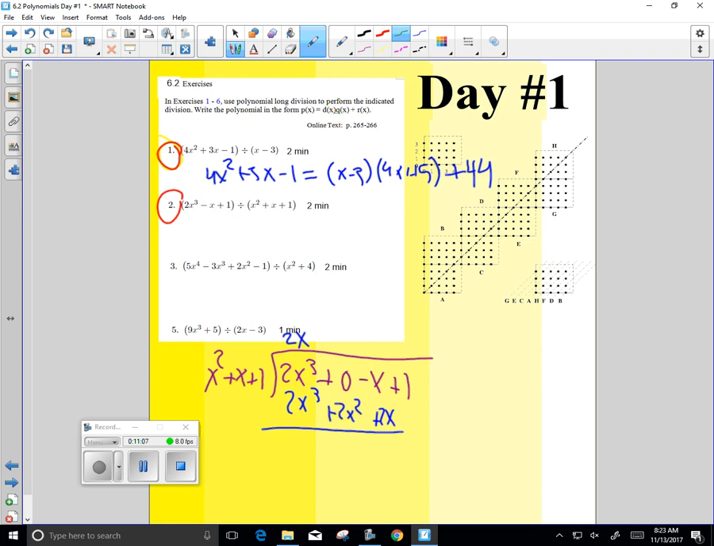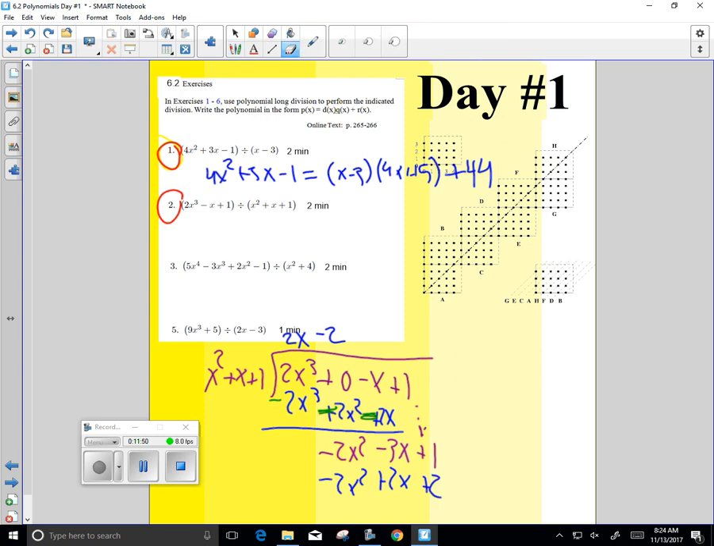Okay, and now we have 3 of these to take the opposite of. And so you get 2x cubed minus 2x cubed is 0. 0 minus 2x squared is negative 2x squared. Negative x minus 2x is negative 3x. Drop the 1. So x squared times what is negative 2x squared? x squared times what? Negative 2 is it.